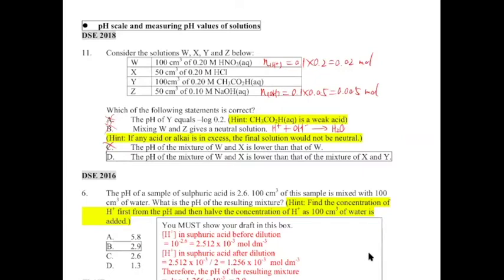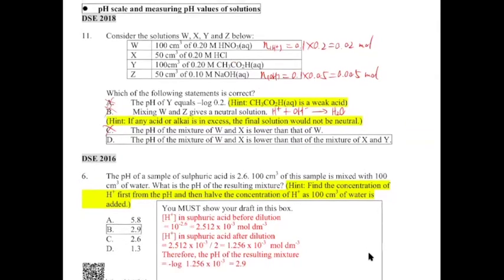So the only correct statement would be D. For D, when we have W and X, it's just a strong acid with another strong acid, so it would have a lower pH. But if we're mixing X and Y, a strong acid with a weak acid, the pH would become higher, due to the weak acid. So that's for question 11.